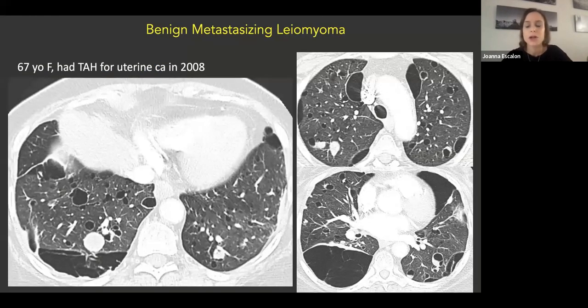So I'm just going to bring up a couple histologic mimics and things that might get confusing just even by the name sounding similar to LAM. So benign metastasizing leiomyomas. This is actually just hematogenic metastases from morphologically benign tumors. Usually it happens after a hysterectomy, like in this case. This was an interesting case because there were a lot of cysts, but that's not typical. There's almost always nodules present though. The typical presentation is nodules, which is something you don't see in LAM.